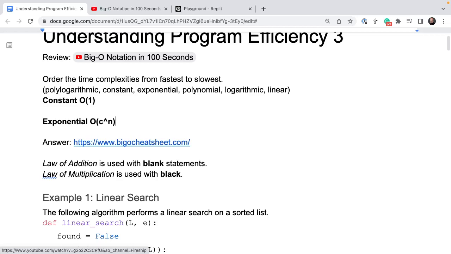Go ahead and maybe take about 30 seconds. Ask your neighbor, hey, which one do you think comes next? Let me give you 30 seconds to see if you can order the other ones. And if you're not sure, there's a link to a cheat sheet, so feel free to cheat if you need to. So let me give you a moment there.